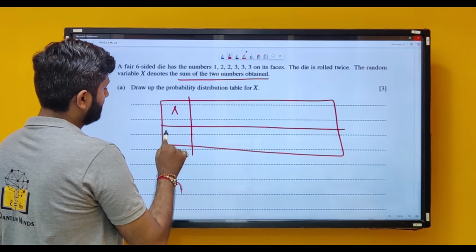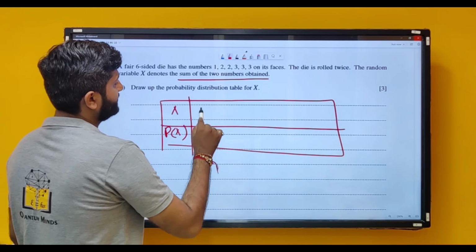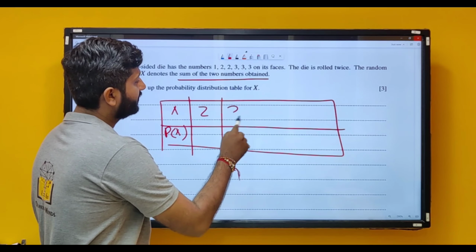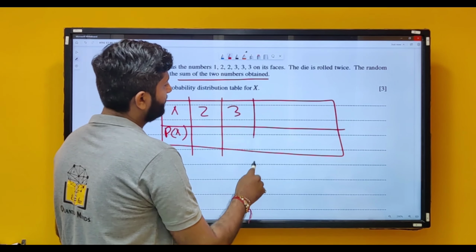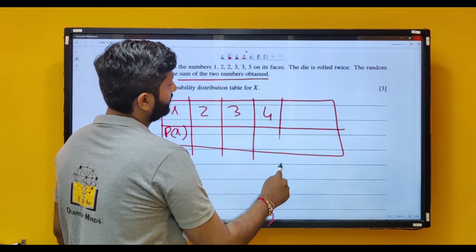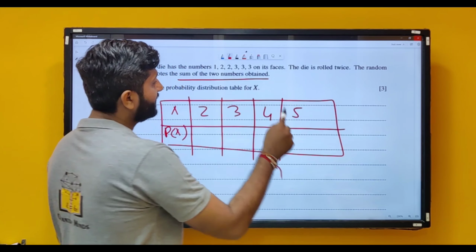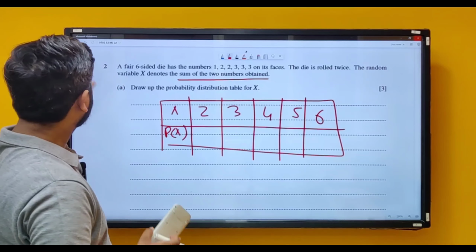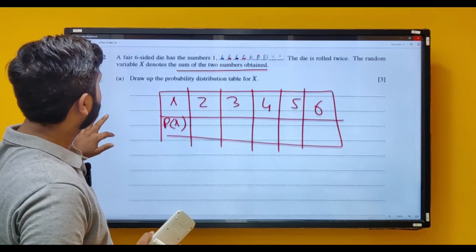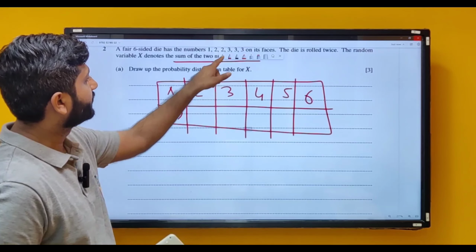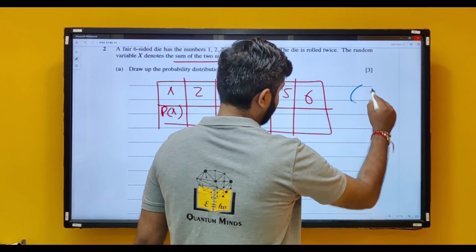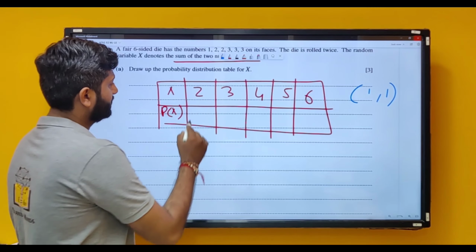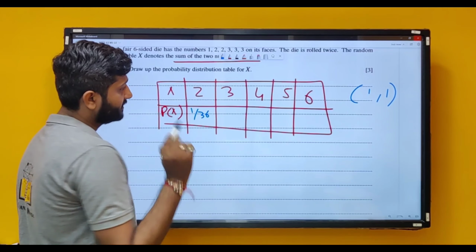this is x, and let's say this is the probability of x. Let's say the sum could be 2. If I have 1 and 2, the sum will be 3. 2 and 2, the sum will be 4. 2 and 3, the sum will be 5, and 3 and 3, the sum will be 6. So now let us first find the probability of getting 2. The probability of getting 2 will be when you have 1 and 1, which is 1 by 6 into 1 by 6, 1 by 36.